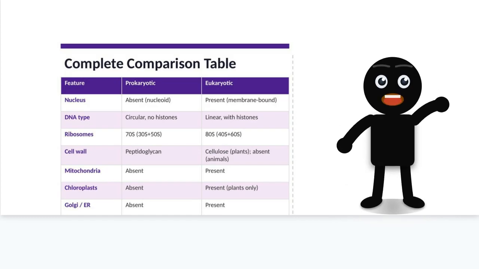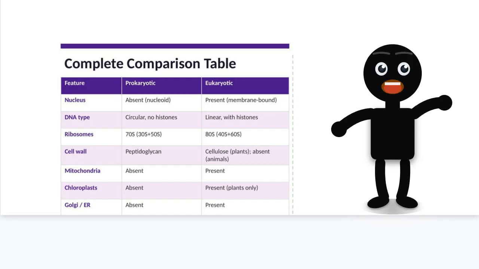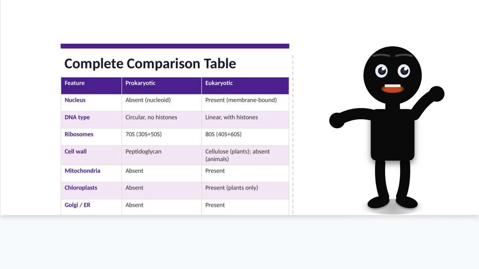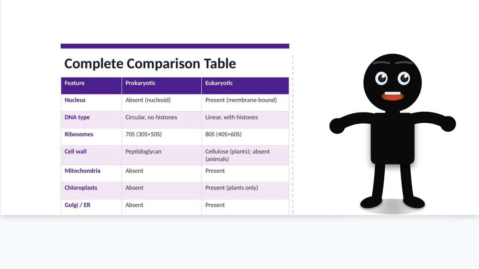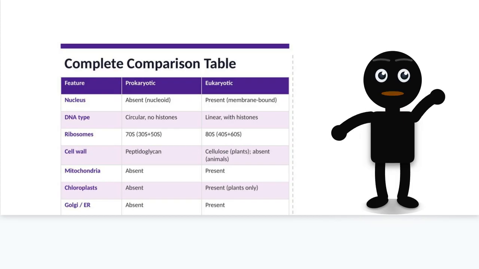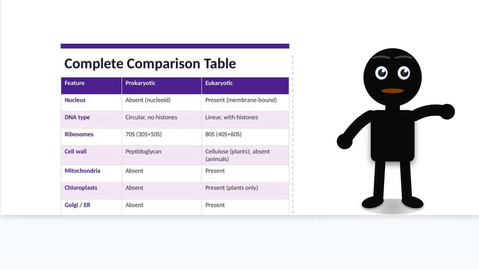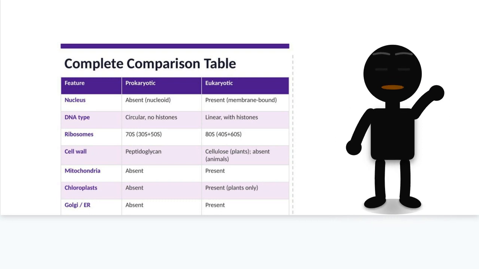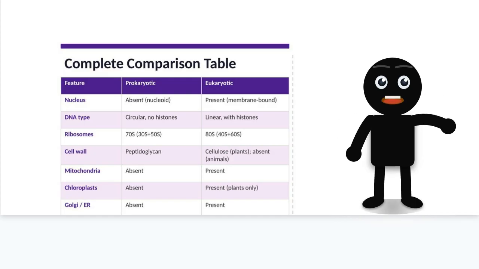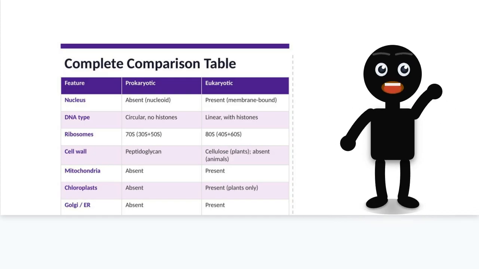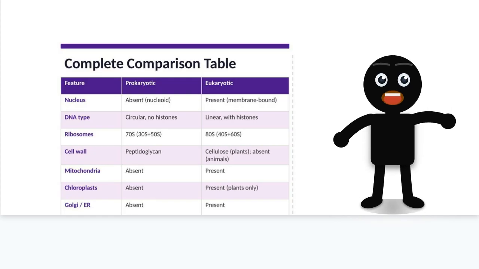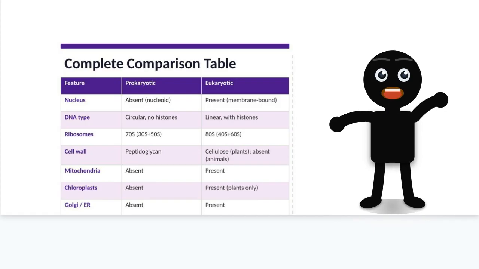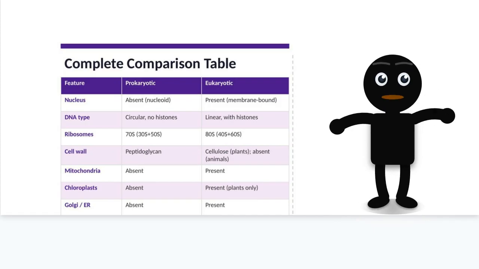Ribosomes: 70S in prokaryotes, made of 30S and 50S subunits; 80S in eukaryotes, made of 40S and 60S subunits. Cell wall: peptidoglycan in bacteria, cellulose in plant cells, absent in animal cells. Membrane-bound organelles including mitochondria, chloroplasts, Golgi apparatus, and endoplasmic reticulum are all absent in prokaryotes and present in eukaryotes. Size: prokaryotes are 1 to 10 micrometers, eukaryotes are 10 to 100 micrometers. Study this table until you can fill in every cell without looking. NET frequently gives you one or two features and asks you to identify the cell type.